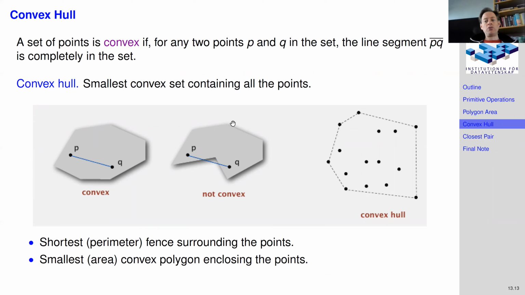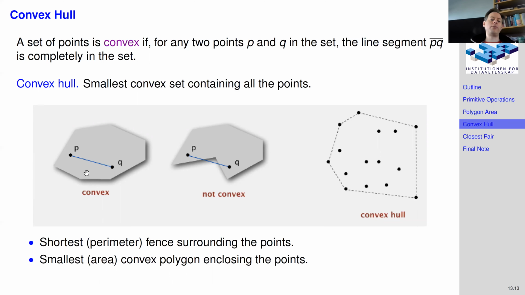But probably the most useful thing to compute when we're talking about computational geometry is to compute the convex hull. What we're interested in here is, given a set of points, we define that it's convex if for any 2 points P and Q in the set, the line segment between P and Q is completely within the set. So it means that whatever line you draw between the pair of points, it will always be within this closed set.